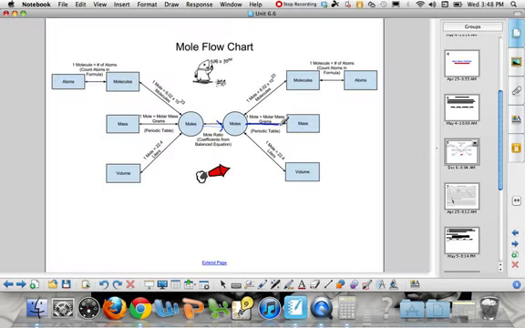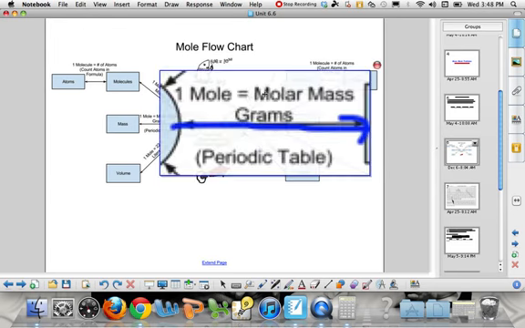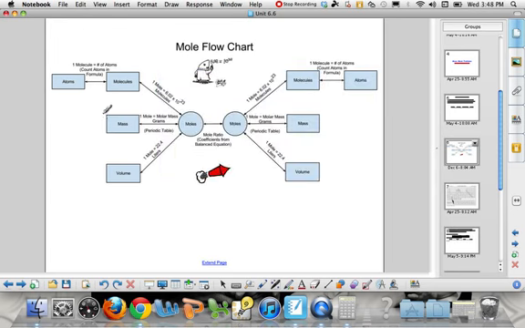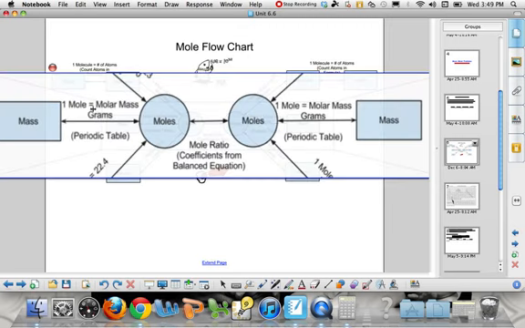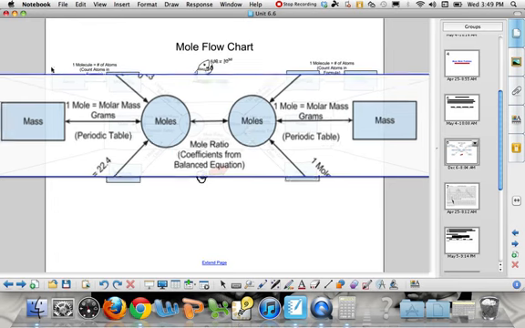Then we're going to take the moles of our new substance and change it back out to mass using, again, the periodic table. How are we doing this? We're going to take the moles equal to the molar mass from the periodic table. So long and short, we're going to be doing these 4 steps: taking mass, going to moles, taking the moles of one substance, going to the moles of another substance, and then taking that and going to the mass of the substance that we're looking to get to.